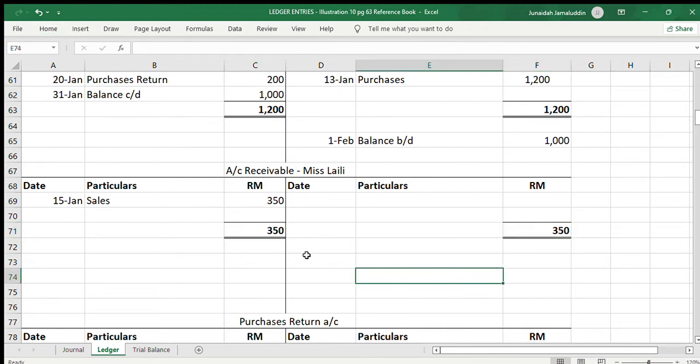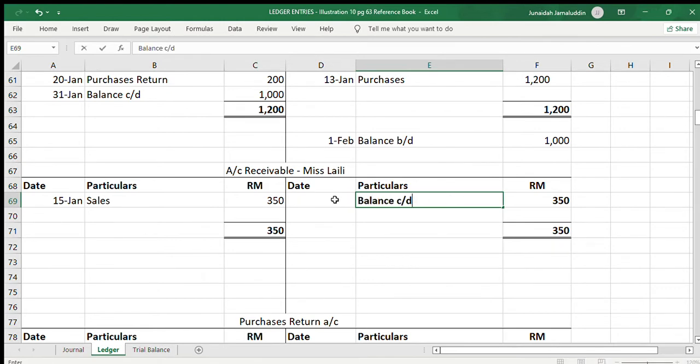Okay. We're done. So kita tengok kat sini. The difference is at the credit side. Yang kurang adalah dekat sebelah credit, sebanyak 350. Okay, so 350 yang kurang ni, this is the balance CD on 31st January. Pada akhir bulan Januari, baki account receivable Miss Laili adalah sebanyak 350.